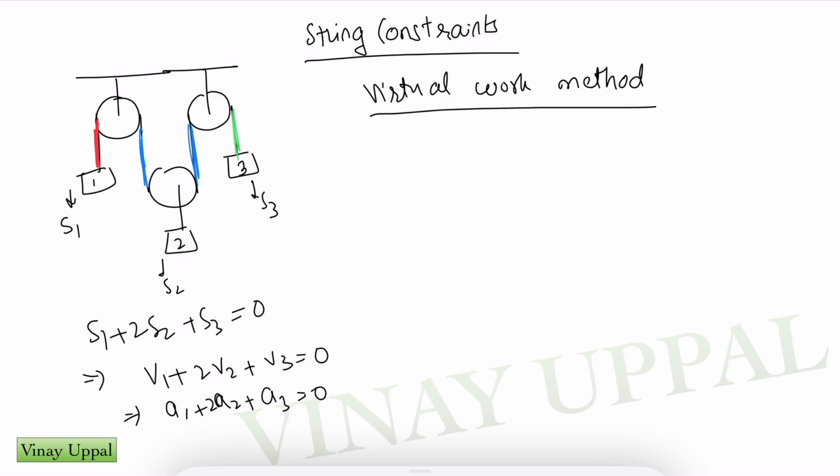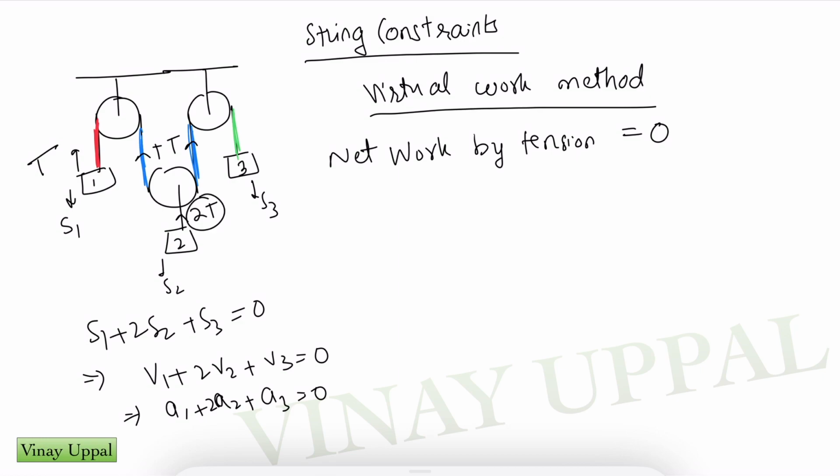The virtual work method basically says that the net work done by tension is 0. So if I have a tension T acting on block 1, I'll have tension 2T acting on block 2, because the pulleys are massless here. So the net force on the pulley should be 0. If I have an upward T and T on the moving pulley, I should have 2T downwards on the moving pulley, so 2T on block 2 and T on block 3.